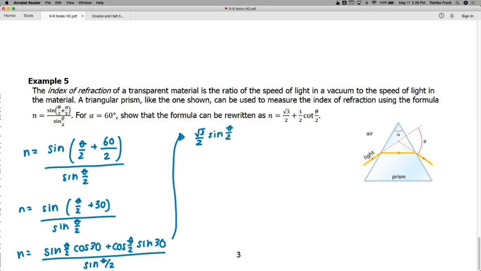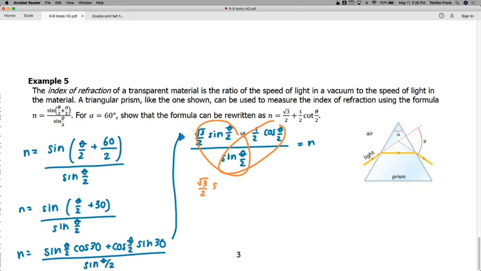We don't know what to do with that. We don't know what theta is. And then the sine of 30 is 1/2. So this becomes plus 1/2 the cosine of theta over 2. And then this is still over that ugly denominator, which is the sine of theta over 2. Okay, next I'm going to break these things out into a separate denominator. All right, so this is root 3 over 2 times the sine of theta over 2 over the sine of theta over 2 plus 1/2 cosine theta over 2 over the sine of theta over 2, and then we'll see what happens.